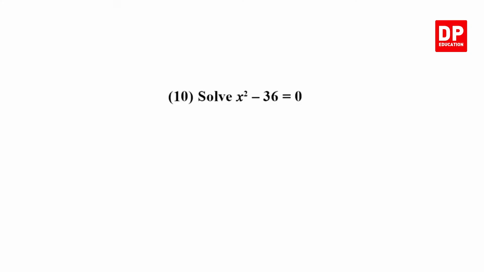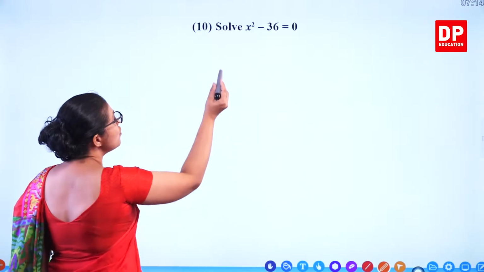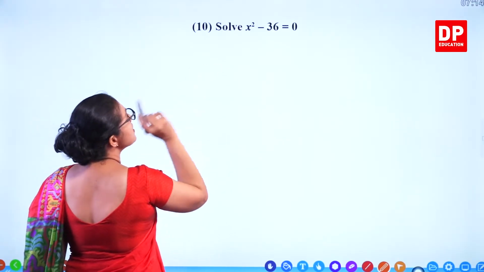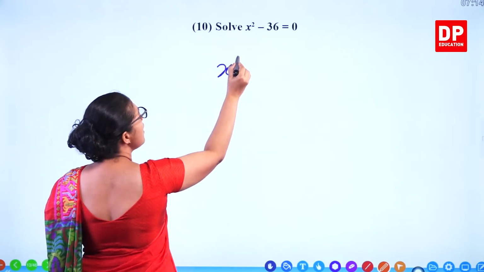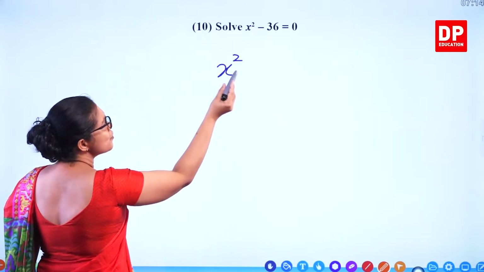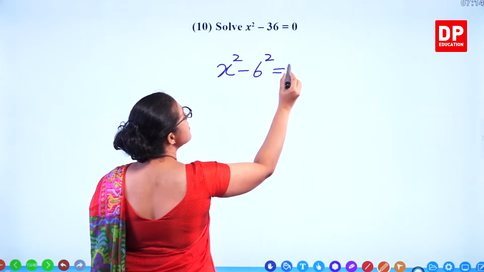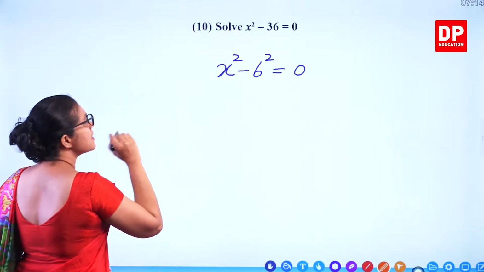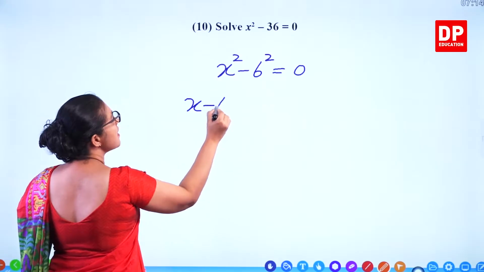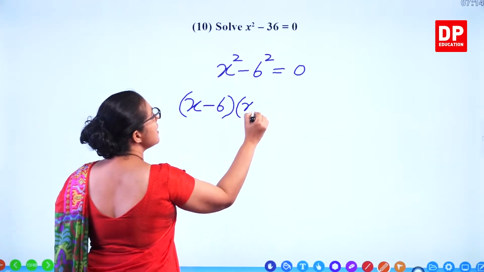Question number 10, factorize. So you need to make brackets first. You can use the difference between two squared terms. 36 you can write as 6 squared. Then what's the next step? You can write down the factors: x minus 6 and x plus 6.